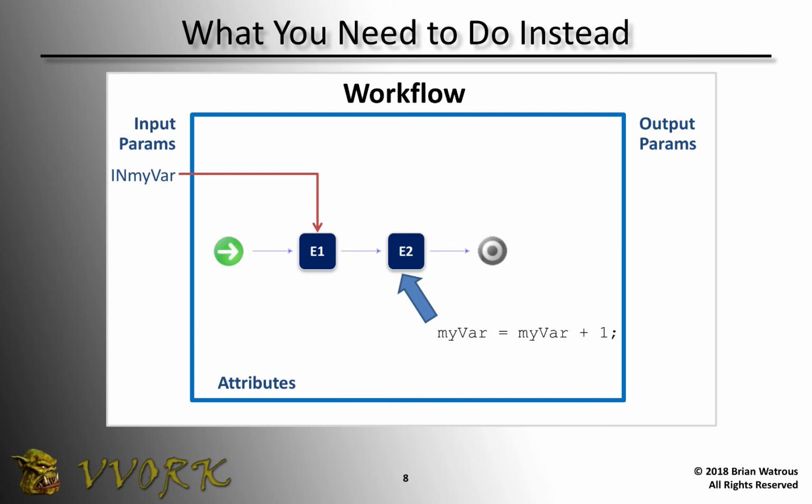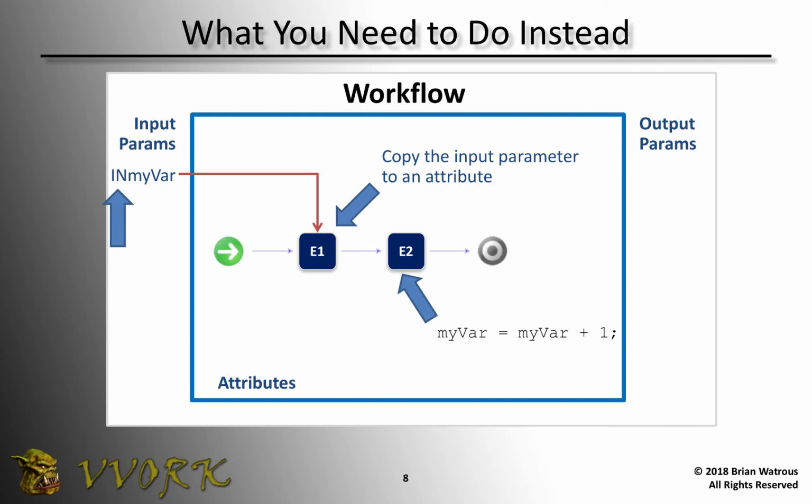So whereas in the previous slide we saw that E1 was doing the code that we see here on the screen, now we're going to have E1 do something different. We're going to have E1 copy the value of the input parameter to an attribute. Now notice, if you will, we've changed the name of our input parameter. It's essentially the same name as before, but we've prepended the letters "in" onto the beginning of the variable to make it clear this is an input parameter.